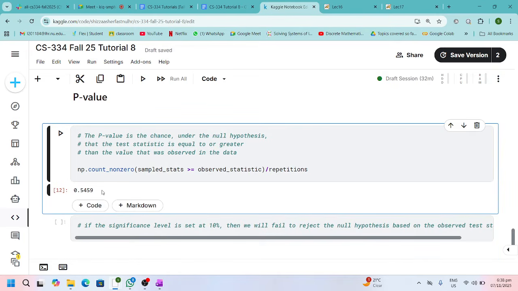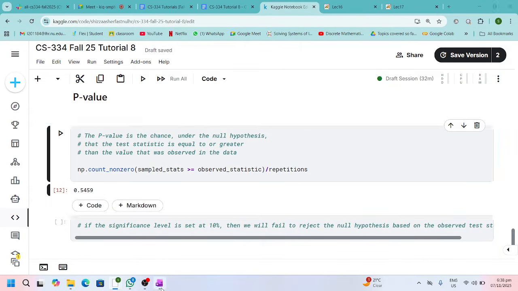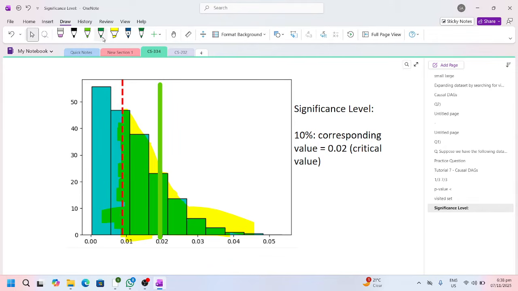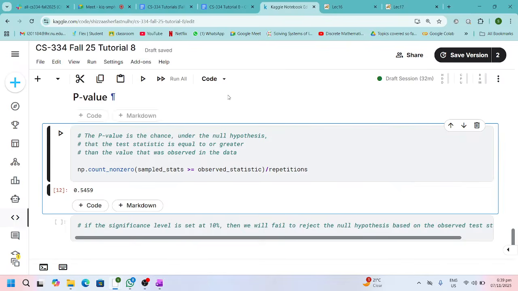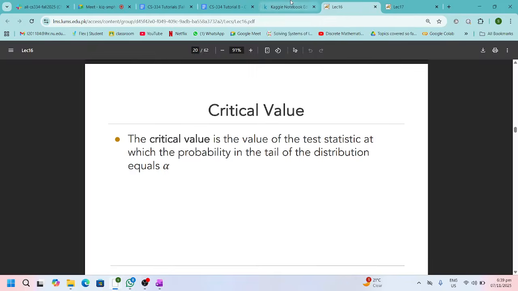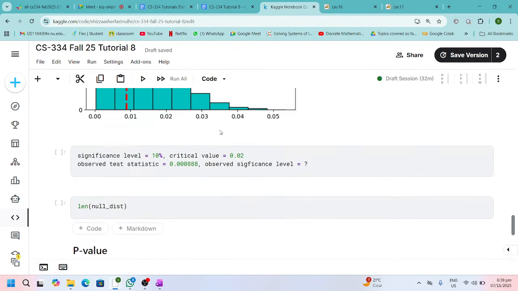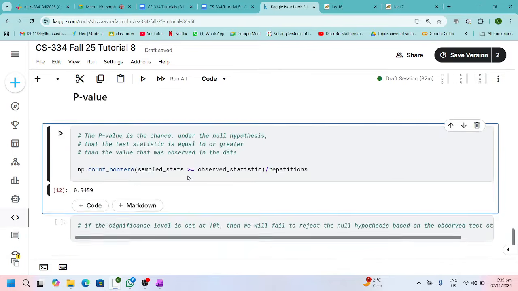So this gives me 54.59%. Essentially what that means is that the area I have highlighted in yellow, that area is 54 point whatever percent, and my significance level was 10%. So the value I have just computed is my observed significance level, and your observed significance level is what your p-value is. Often the definition of p-value is confusing for students.